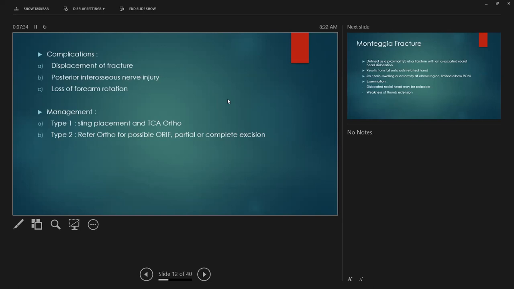So for the management, type one is your displacement less than 2 millimeters. You can just put on a sling and discharge with follow-up under ortho. For type two, it means your displacement is more than 2 millimeters. You have to refer to ortho for possibly an open reduction internal fixation and so on.